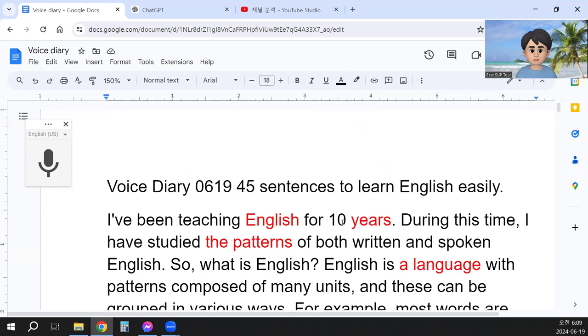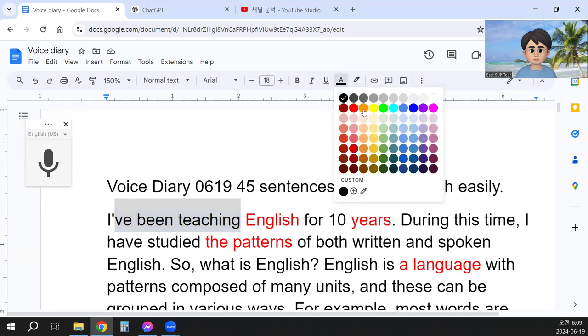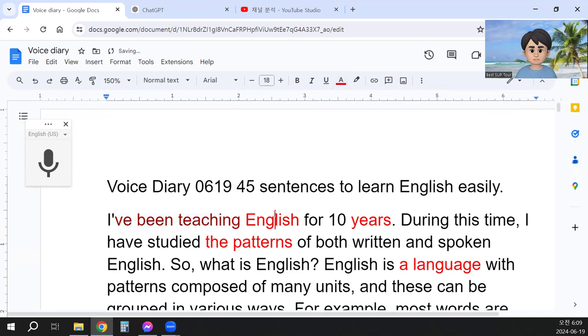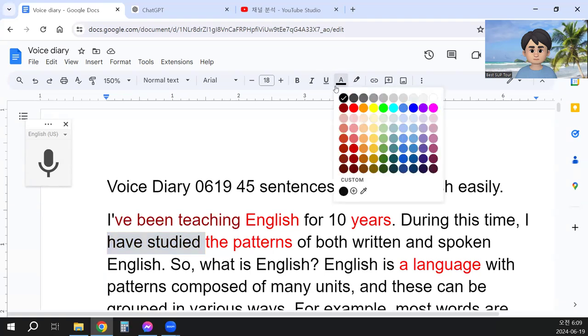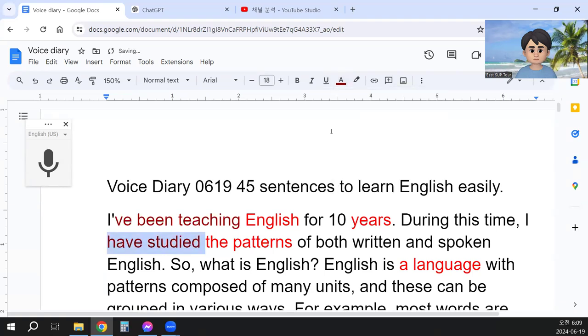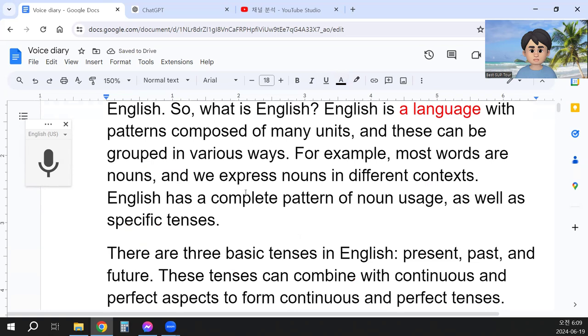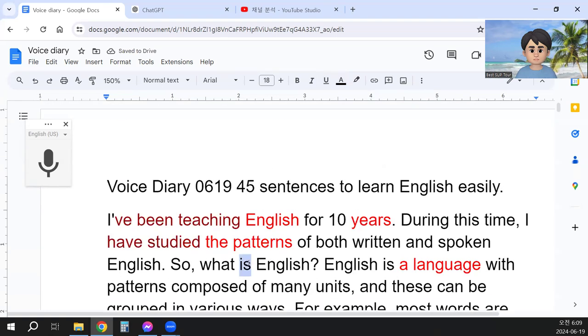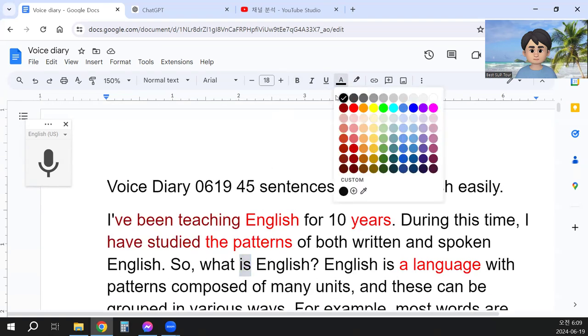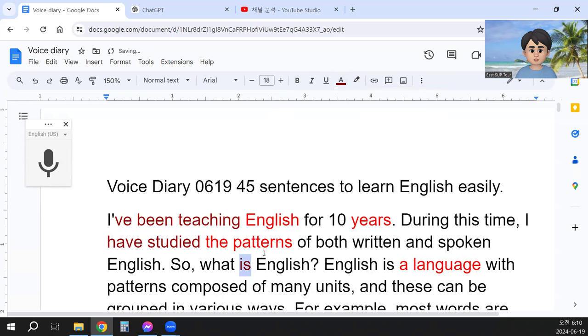And also, I talk about the tense, and any language has tenses. The form of the tense is very important. Tenses are very important, and in English, there are 12 tenses. Yeah, 12 tenses. I'm not sure of much more.